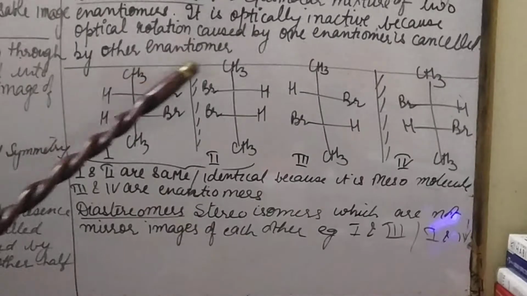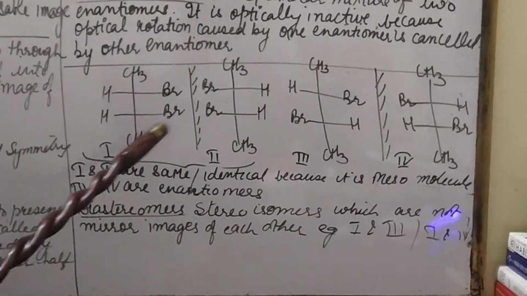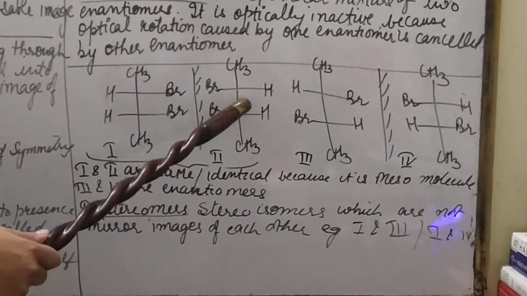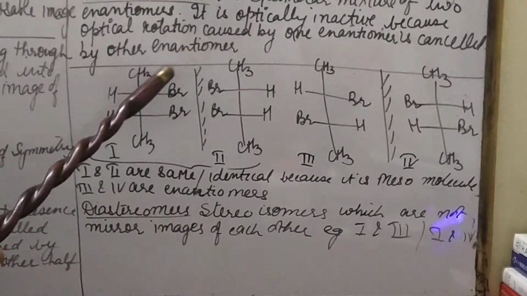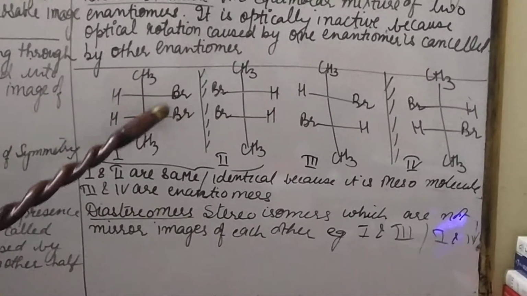So it would be indifferent from its mirror image, rather 1 and 2. These are mirror images, but they are indifferent. They both are same or identical. And this forms one compound only. These are not 2 different compounds, right? And it is optically inactive.